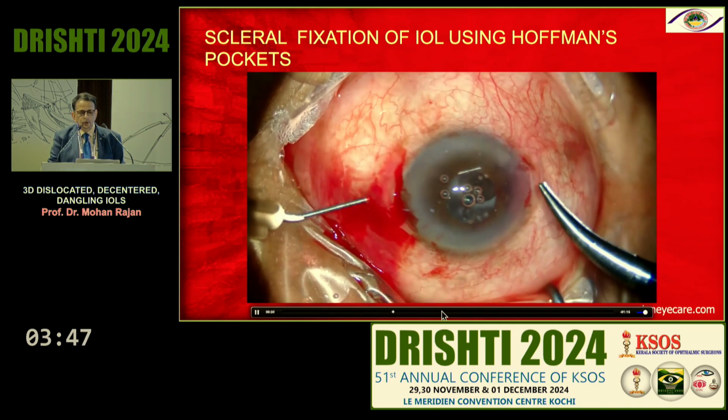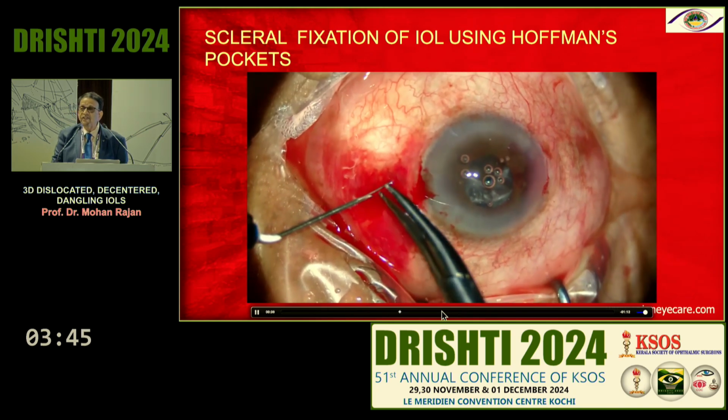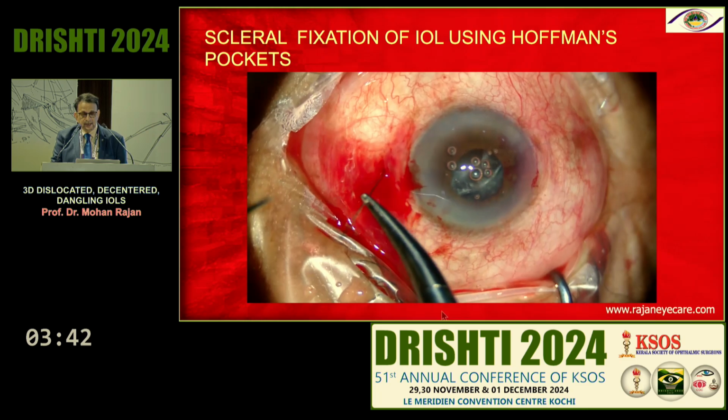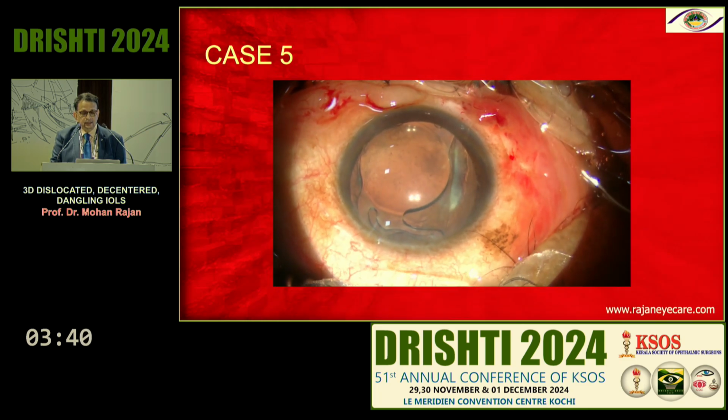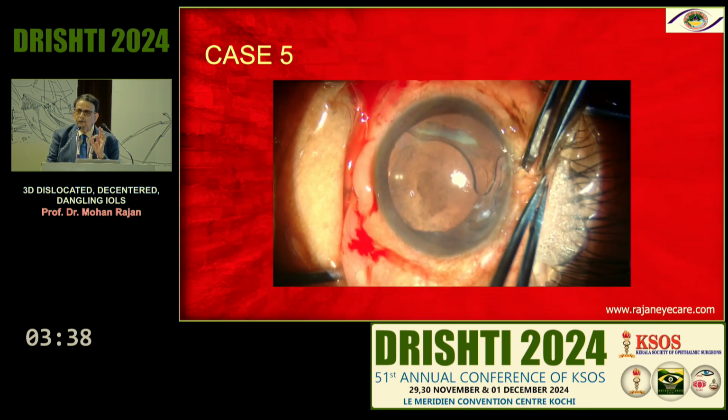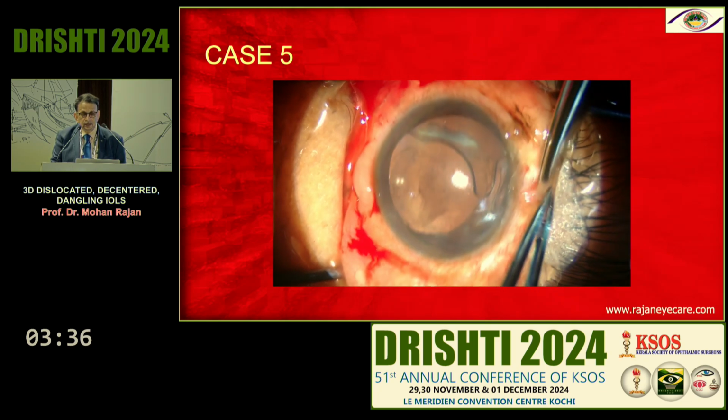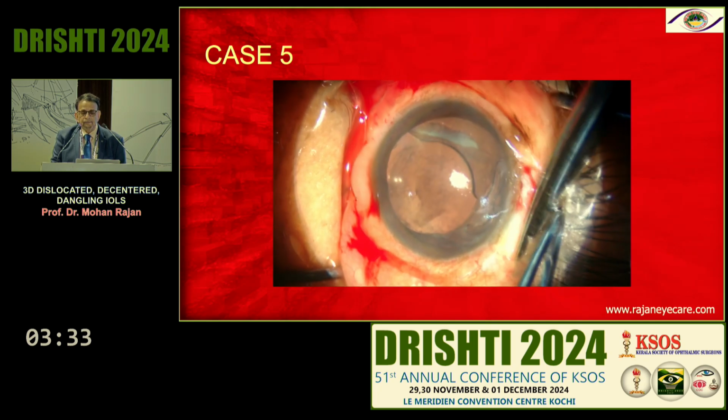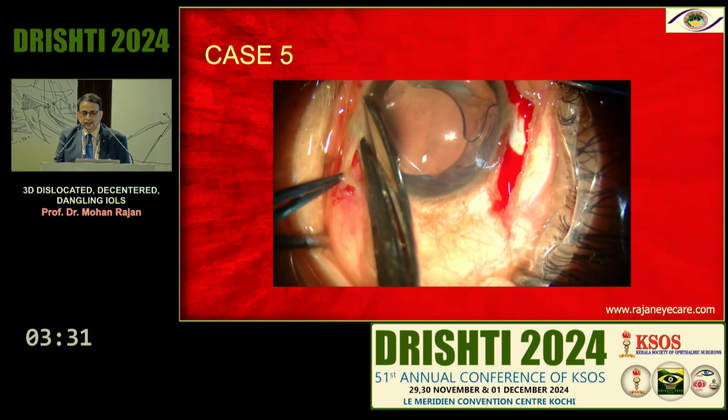So this is one of the methods by which you can fix a single piece lens which is decentered. Again, another patient, you can see here, this is a hydrophilic lens, something like a Rayner type. This hydrophilic lens, I tried to fix it up. The problem with this hydrophilic lens, I didn't even realize that.